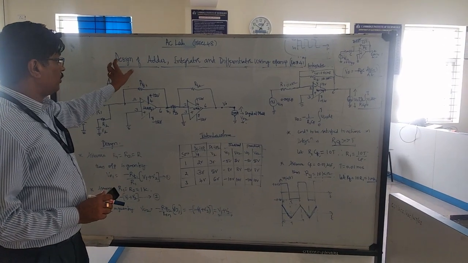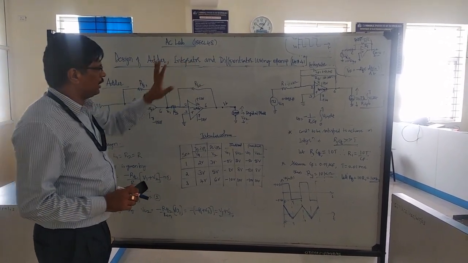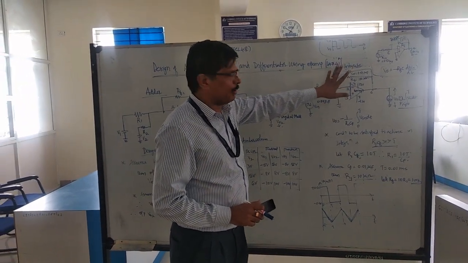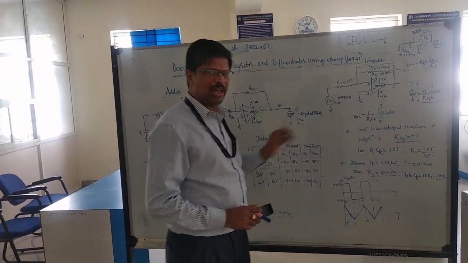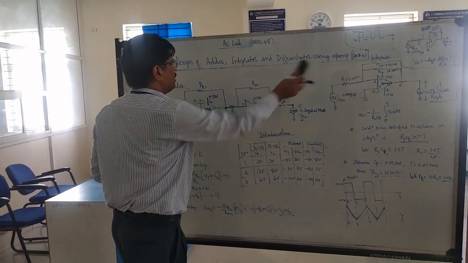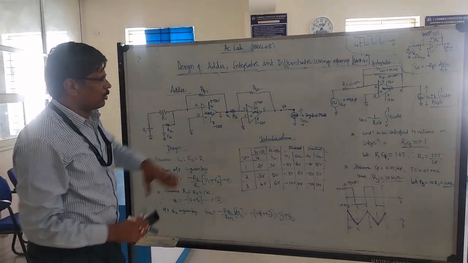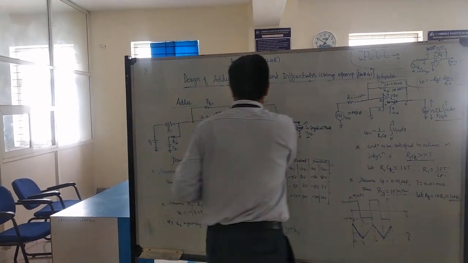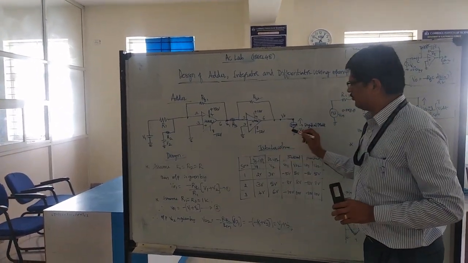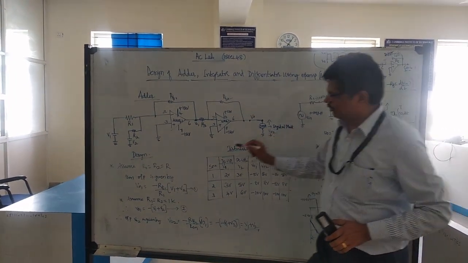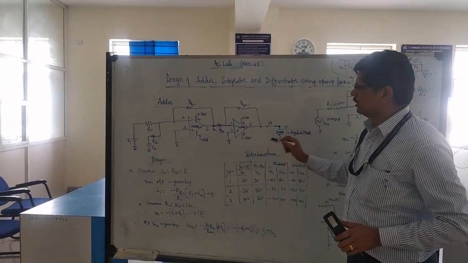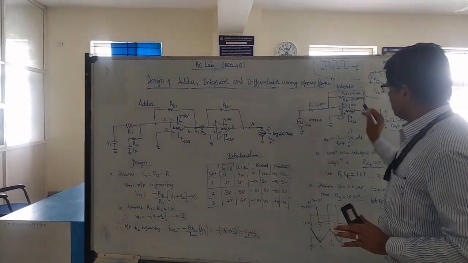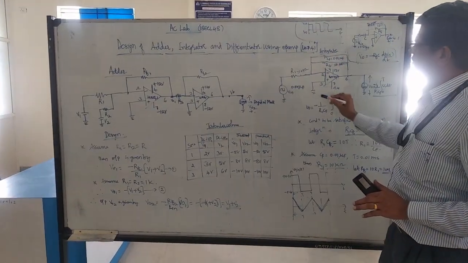This is the experiment on the design of adder, integrator, and differentiator circuits using an operational amplifier, that is the 741 IC. Let us see how to use this IC as an adder. By giving two inputs, the op-amp works as an adder. You will get the addition of these two inputs. If you give 2 plus 3, you will get 5. That is the first circuit. The second design is an integrator.